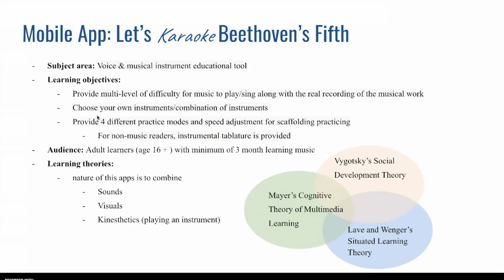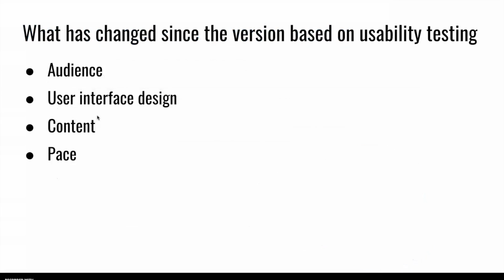The second theory is Mayer's cognitive theory of multimedia learning, because the nature of the app is to combine sound, tactile, and visual for learning to play, to see, and to hear the music. And the third theory is Lave and Wenger's situated learning theory, because learners can play a song as if they are playing in a real solo performance, a musical band, or with an orchestra.